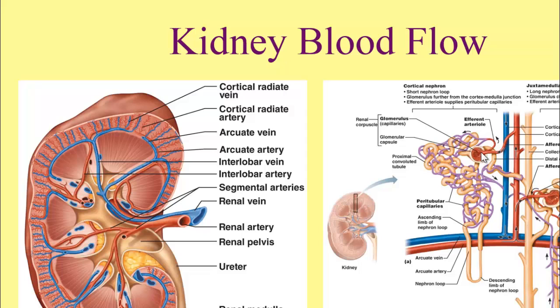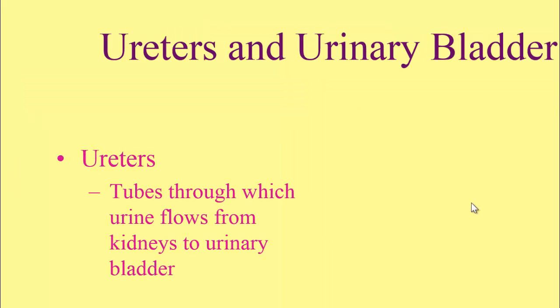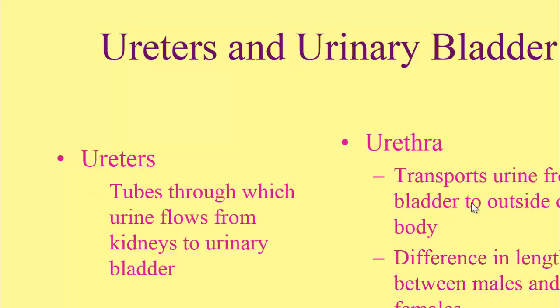And then some of that plasma stays in the glomerulus and goes back via the efferent arteriole to these peritubular capillaries, and we'll talk more about those when we get into the nephron in more detail. So basic big picture structures that we talked about in lab. The ureters drain that urine from the kidney, the bladder stores it, the urethra transports it out of the body.